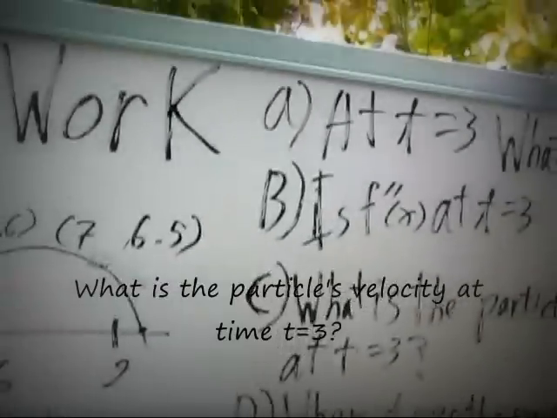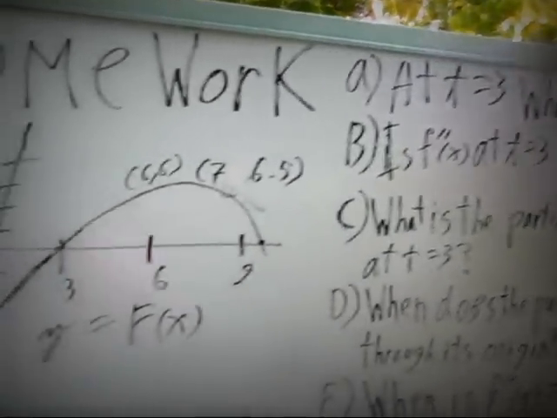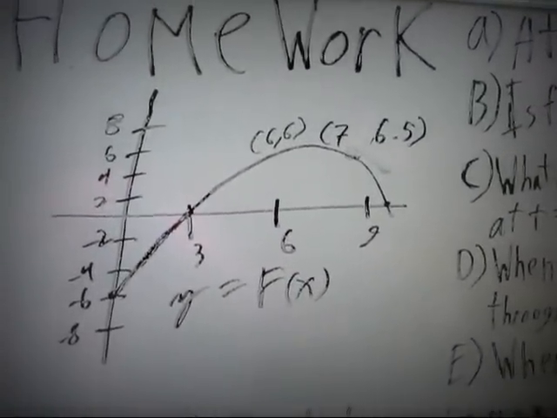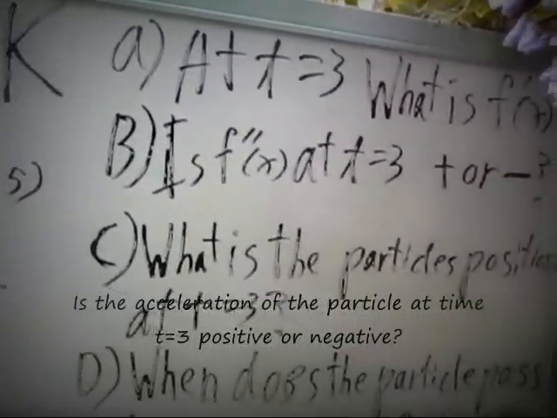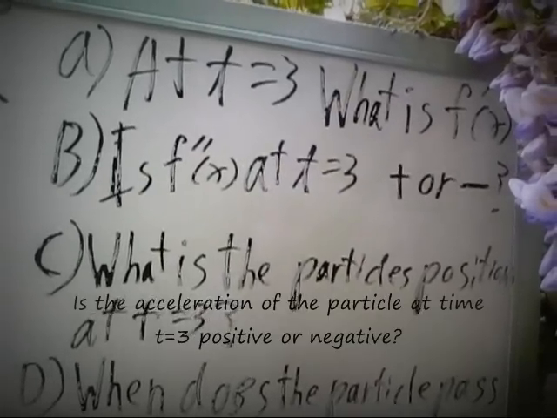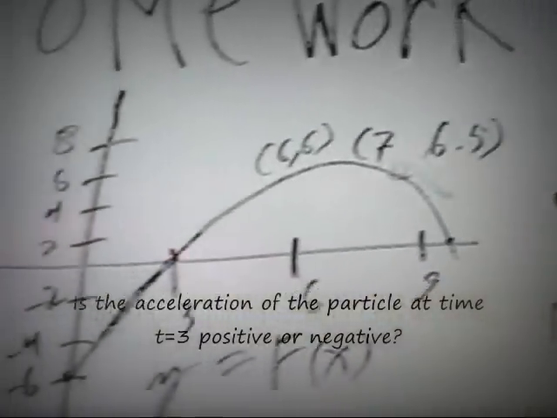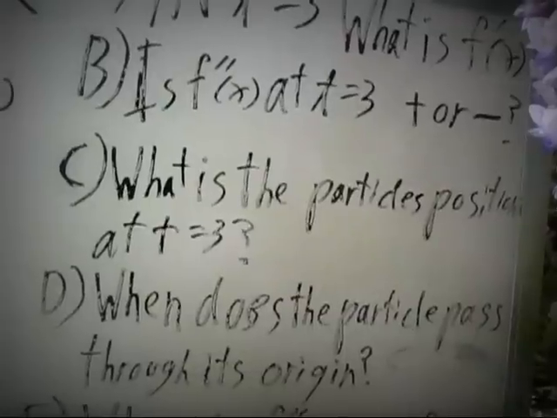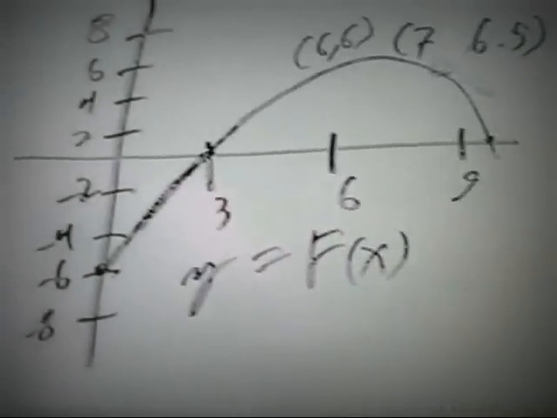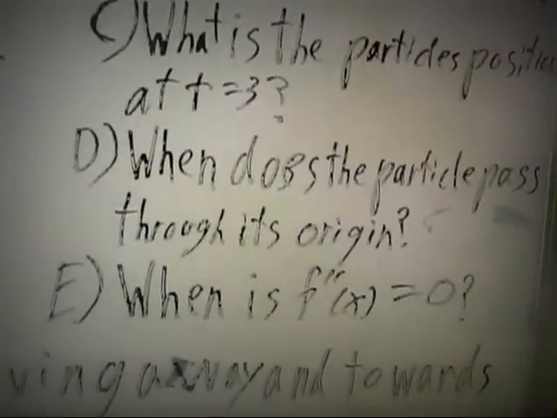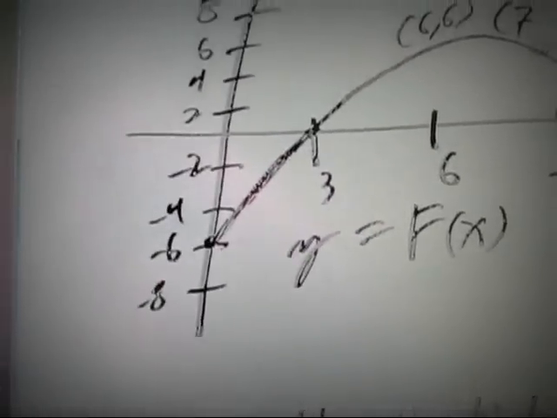At t equals 3, what is f of x of this graph? Letter B. If acceleration is at t equals 3, is it positive or negative? Letter C. What is the particle's position at t equals 3 of this graph? Letter D. When does the particle pass through its origin on this graph? Letter E. When is the acceleration equal to 0?